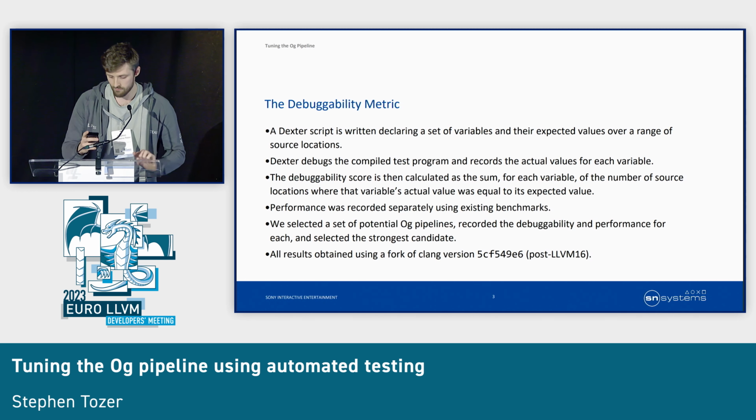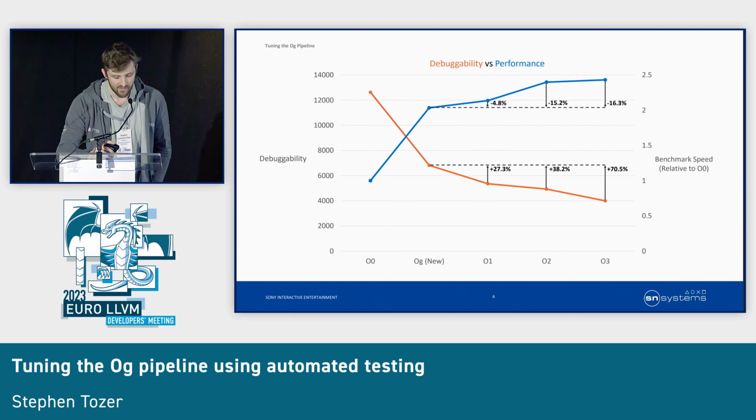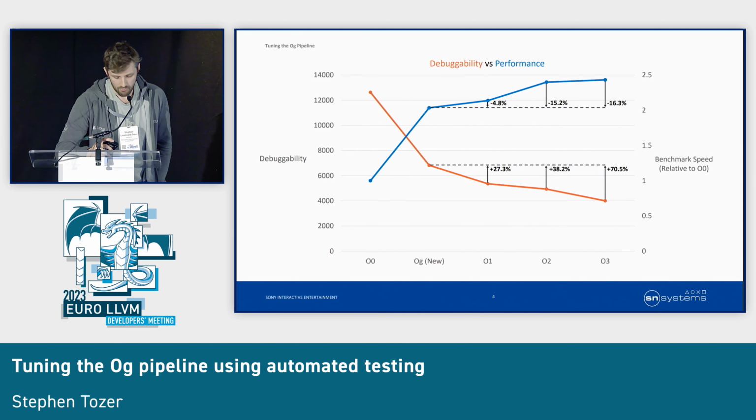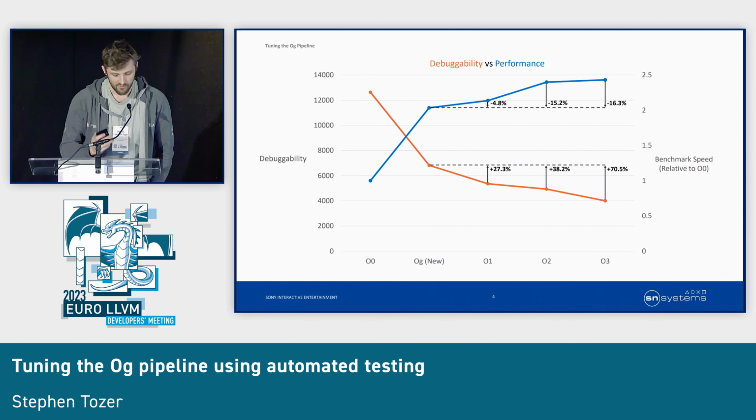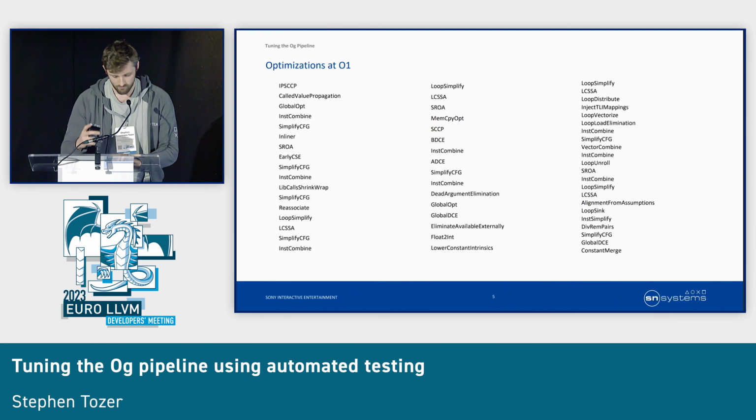and performance. This graph shows debuggability versus performance for the existing speed-optimizing pipelines, with performance given as a multiplier of the O0 score. So a score of 2 for a pipeline means the compiled benchmark completed twice as fast as the same benchmark compiled with O0. Also plotted is a provisional OG pipeline that we selected from our experiments. As you can see, our provisional OG compared to O1 has a 4.8% performance cost for a 27.3% debuggability gain, which is a reasonable trade-off.